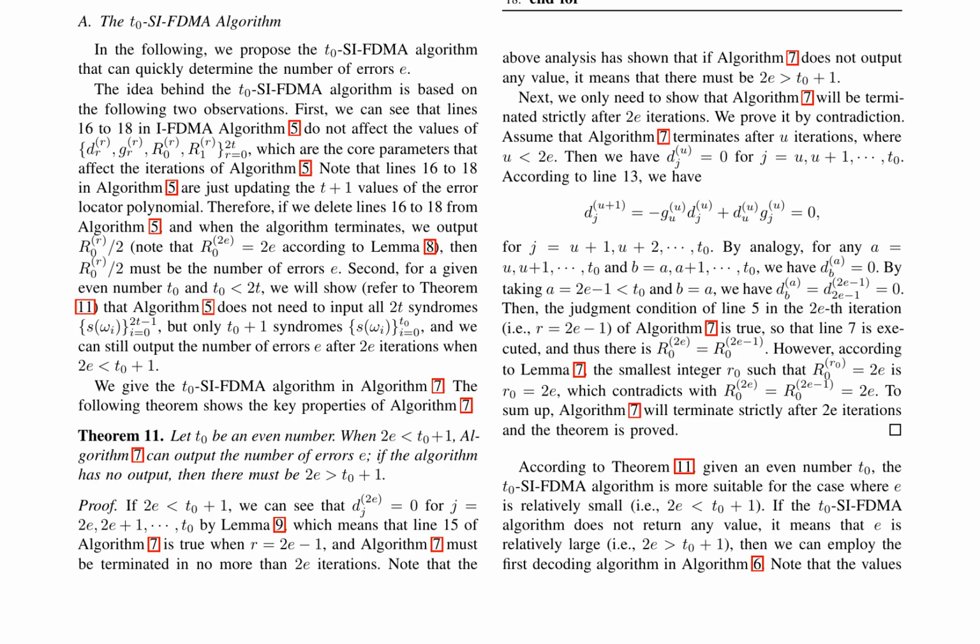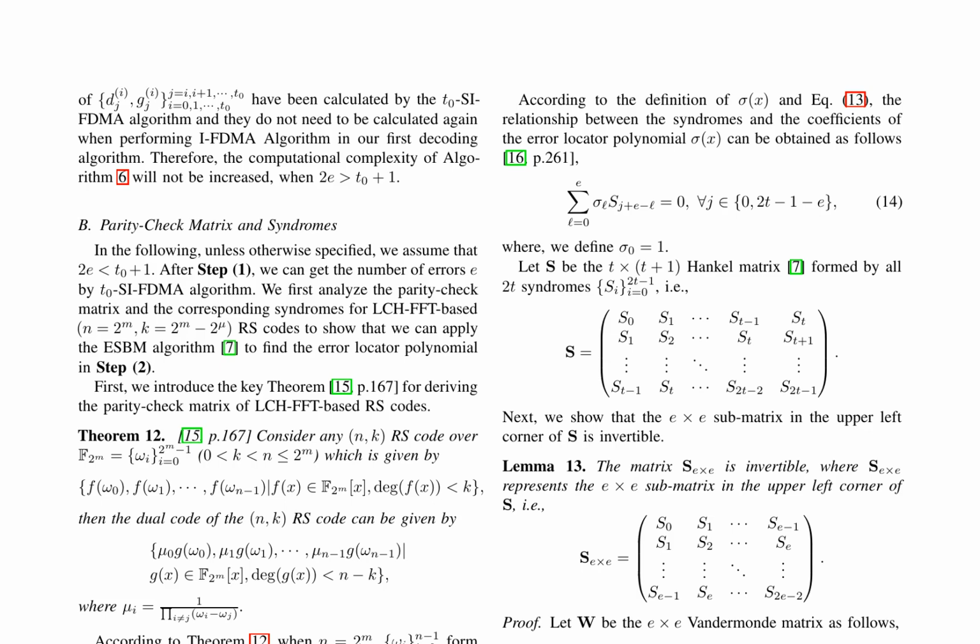The T0SIFDMA algorithm is more suitable for cases where the number of errors is relatively small, and it can quickly determine the number of errors. If the T0SIFDMA algorithm does not return any value, it means that the number of errors is relatively large, and the first decoding algorithm can be employed.